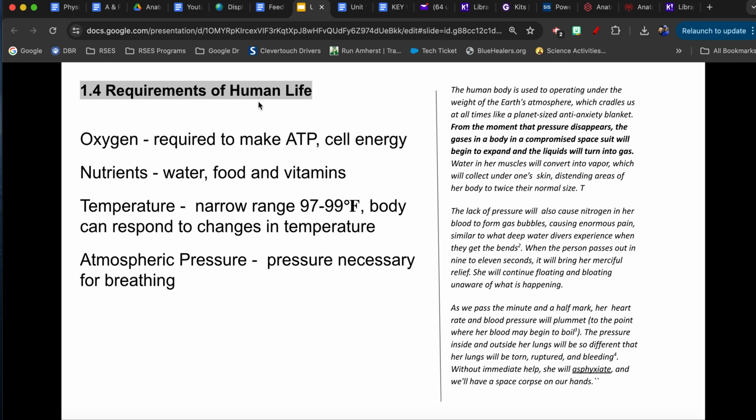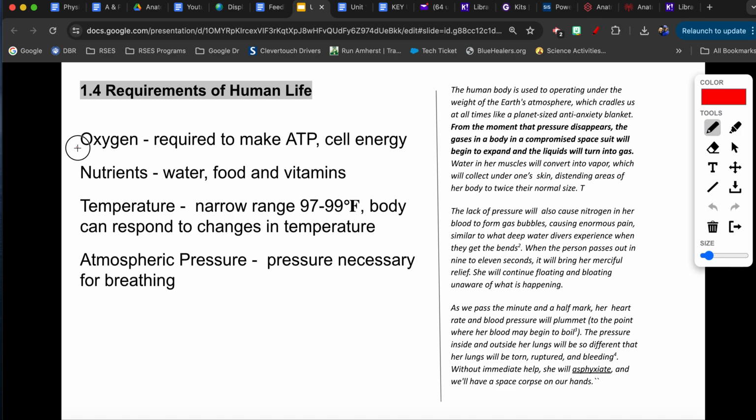All right, so what do humans need to live? Well, here are the 4 big categories we're going to talk about. We have oxygen. You need oxygen. The reason you need oxygen to breathe is it is used in the process of cellular respiration, which allows us to make ATP, and hopefully you remember from biology, ATP means energy. So you use oxygen in the process of breaking down food to make cellular energy in the form of ATP.